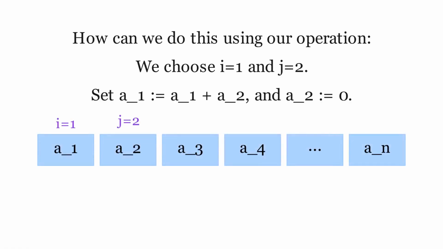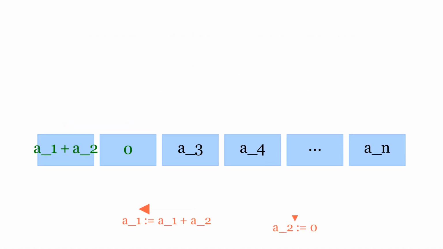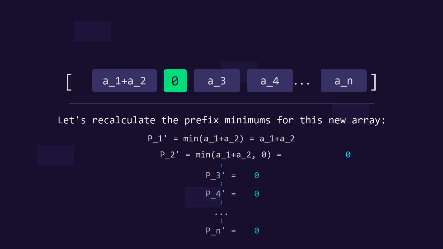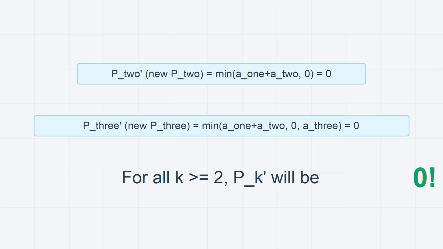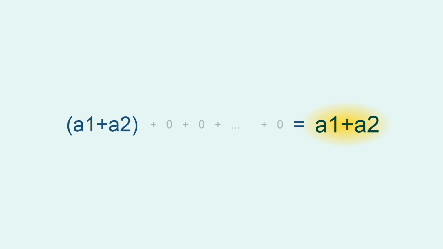We choose i equals 1 and j equals 2. We set a1 becomes a1 plus a2, and a2 becomes 0. Our array now looks like a1 plus a2, comma, 0, comma, a3, comma, a4, dot dot dot, comma an. Let us recalculate the prefix minimums for this new array. The new P1 equals min of a1 plus a2, which equals a1 plus a2. The new P2 equals min of a1 plus a2 comma 0, which equals 0. The new P3 equals min of a1 plus a2 comma 0 comma a3, which equals 0. And so on. For all k greater than or equal to 2, Pk prime will be 0.